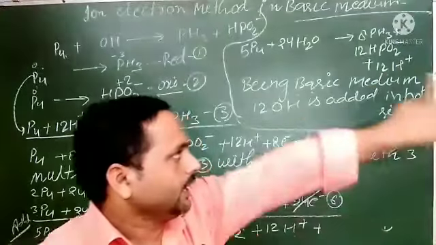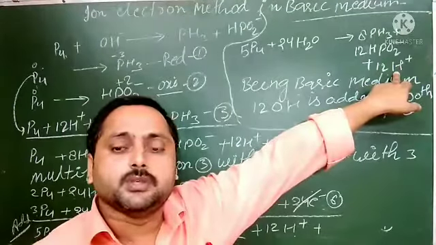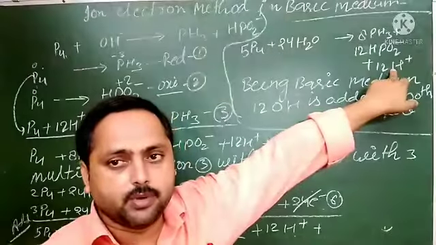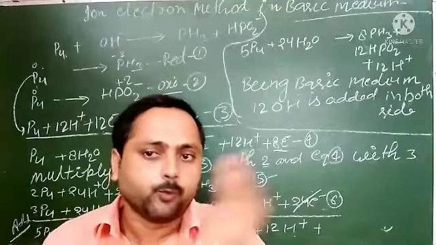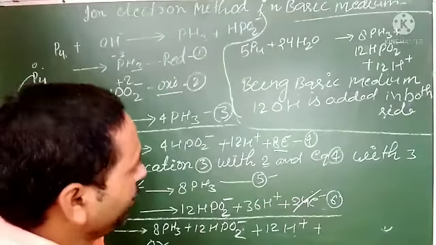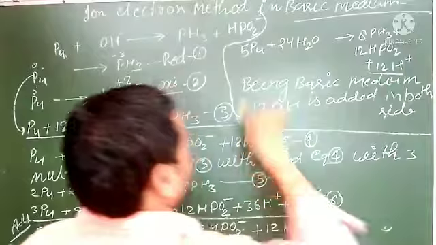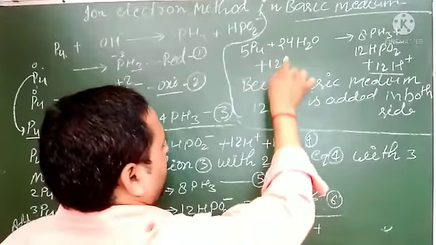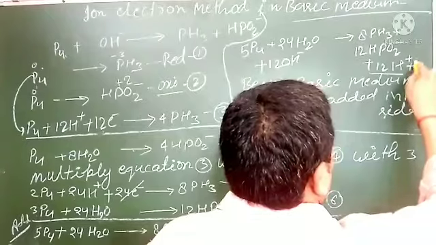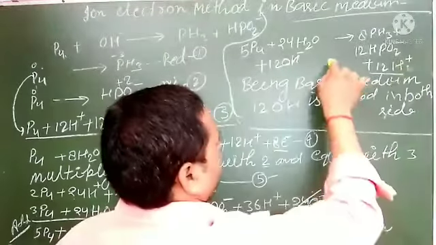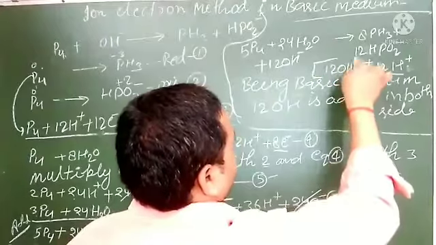In basic medium, if hydrogen ion is remaining, then we will add OH. How many hydrogens are remaining? Equal to that, we will add OH on both sides. So if I add OH on both sides, how many is that? 12. So I will add 12 OH minus on this side and 12 on that side. So I am writing here 12 OH minus this side.